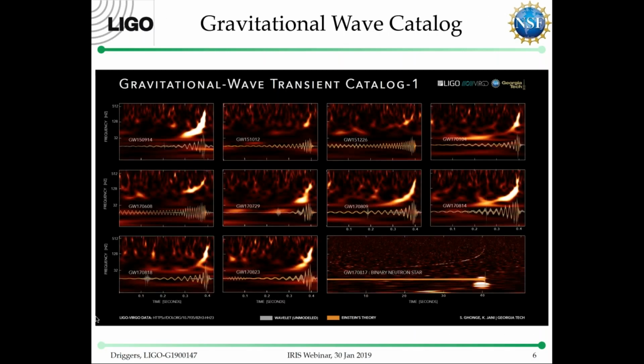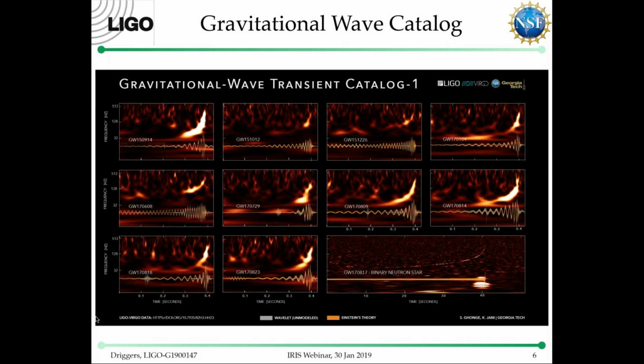So this on slide 6 is a set of all of the gravitational waves that LIGO and Virgo have detected thus far. The one in the top right corner we call GW150914. That was detected on September 14th of 2015. That's our first ever gravitational wave direct detection.